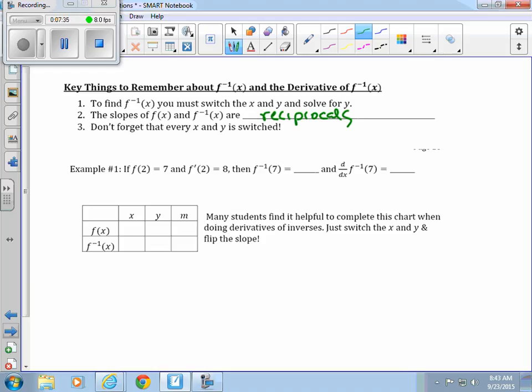The table option organizes x, y, and m, and kind of lets you see the flipping of your x and y for the inverse. So I have an example here. It says if f of 2 is 7 and f prime of 2 is 8, then what is f inverse of 7? And what is the derivative of f inverse of 7?